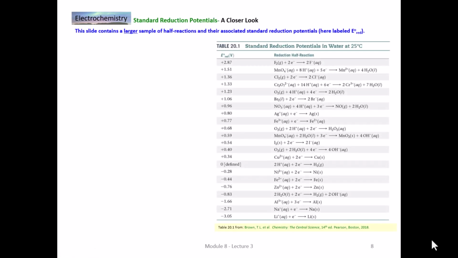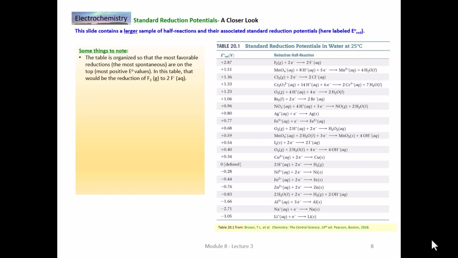Let's take a closer look at standard reduction potentials, specifically tables of standard reduction potentials and the information that we can glean from them. The table you see here is really just a sample of a larger table of standard reduction potentials. Here are some things to note about this table.